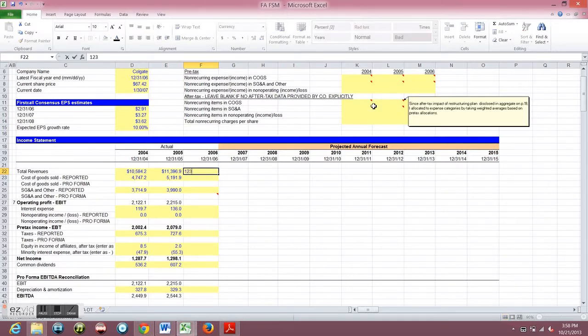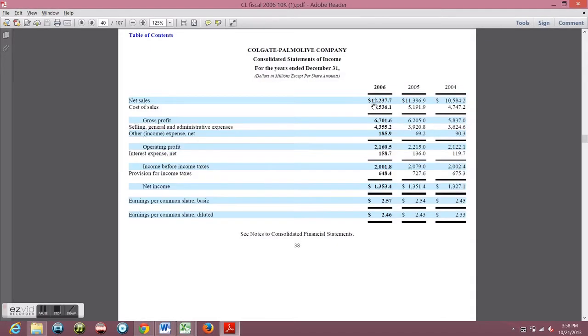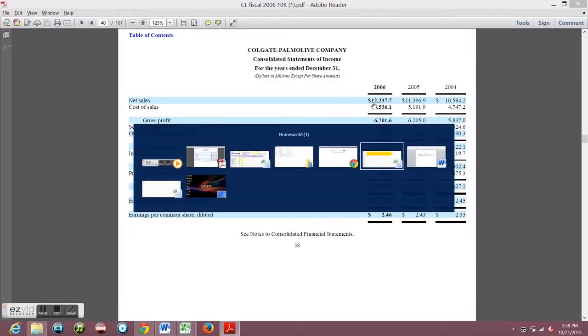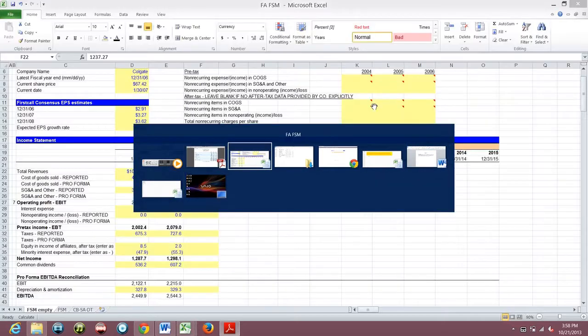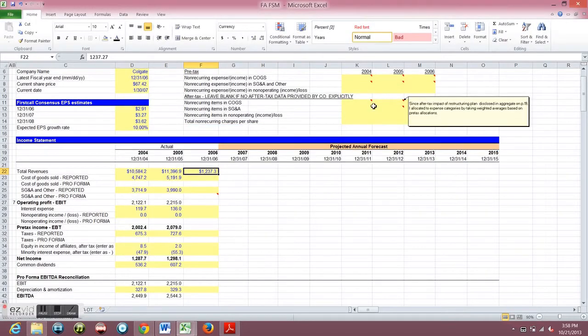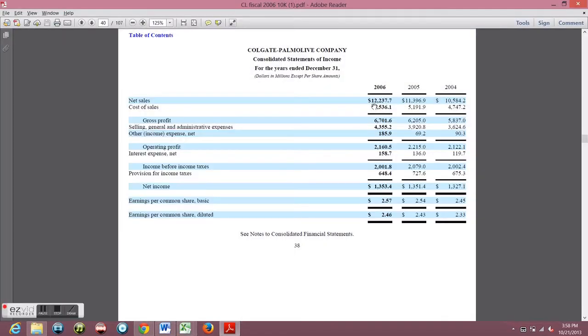So it's gonna be 12,237.7. Let me see if I copied it right.